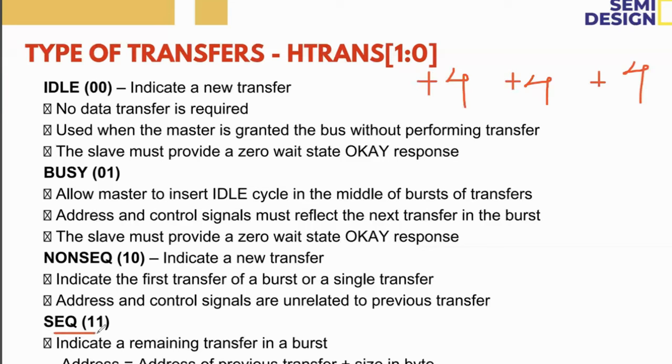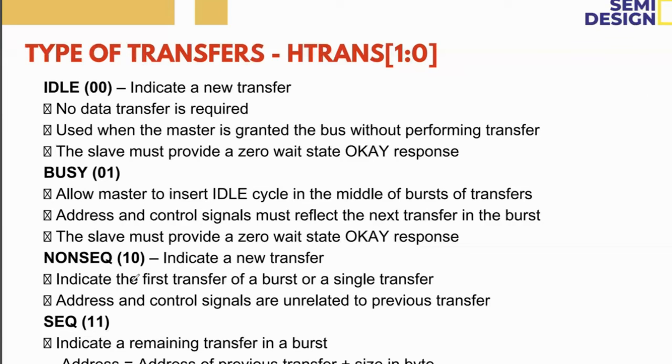This is the sequence. Non-sequence means it doesn't have the sequence like this. Any address, any data can be taken, any data can transfer. It doesn't follow the previous transfer. That is the difference. Have you understood?